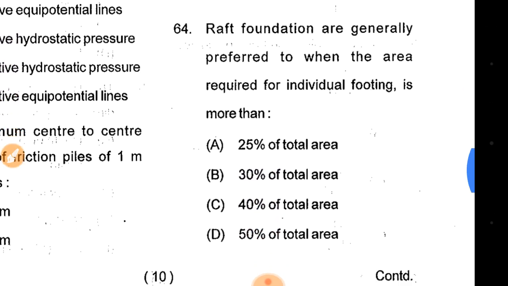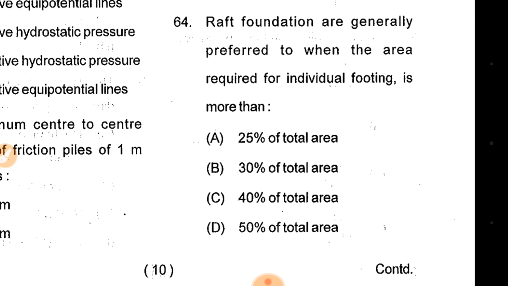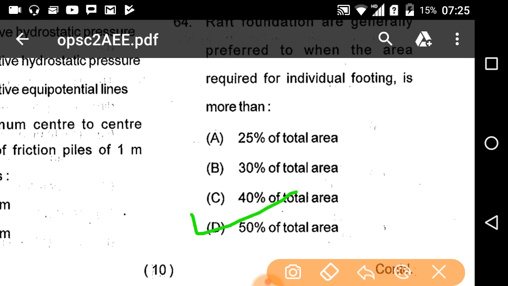Raft foundations are generally preferred when the area required for individual footing is more than 25% of total area, 30% of total area, 40% of total area, 50% of total area. So when it is asking about raft foundation, they are generally preferred when the area required for individual footing is more than 50% of the area. Option D will be the correct answer.